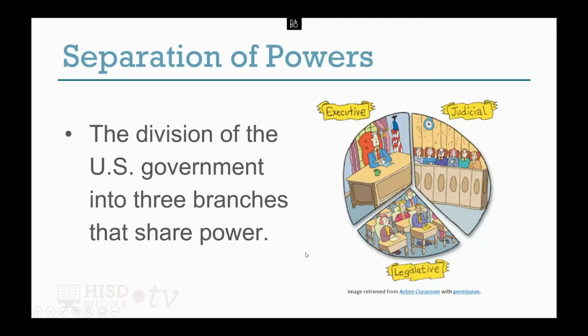So the separation of powers can be defined as the division of the U.S. government into 3 branches that share power. Sometimes people call separation of powers the 3 branches of government, right? And notice on the right-hand side, we have an image that'll help you visualize the 3 branches of government: executive, judicial, and legislative.